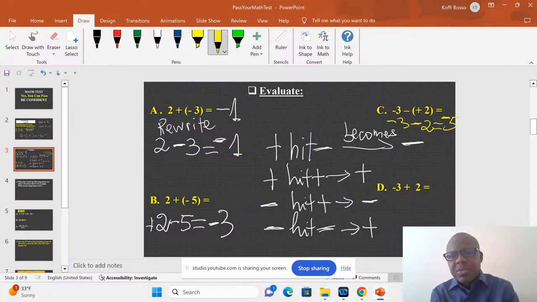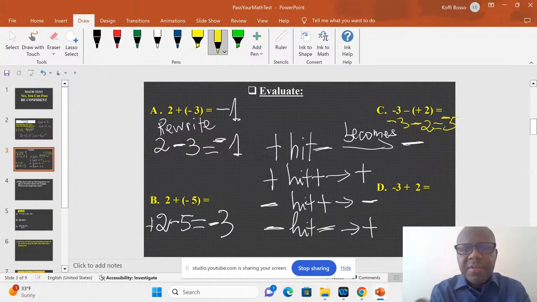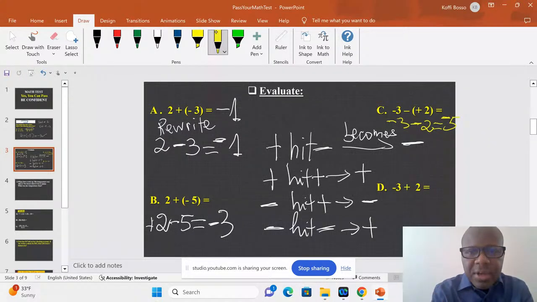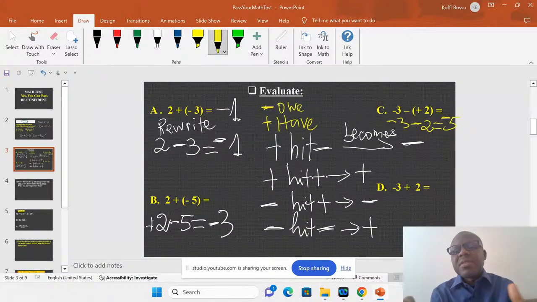Another way to understand is this. Suppose you purchase something for $3, so you owe the cashier $3. You purchase another thing for $2, so you owe the cashier $2. In total, you owe the cashier $5. So the reason you have that negative 5, understand that every time you have a negative, you owe. Every time you have a positive, you have. And we use this concept when you are combining numbers.